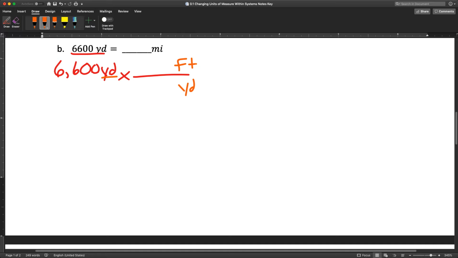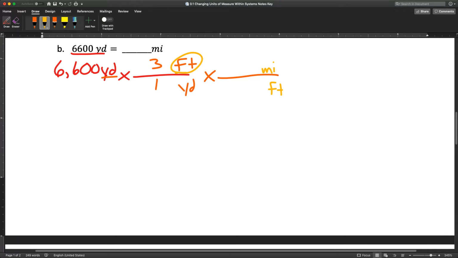I have 3 feet in 1 yard. But this does not give me my answer because my yards will cancel and I am left with feet. I wanted to know my answer in miles, so we're going to multiply again. And whatever I'm trying to get rid of, I want to make sure I put on the bottom. So I'm trying to get rid of feet, so I'm going to put feet on the bottom. I want my answer to be in miles.